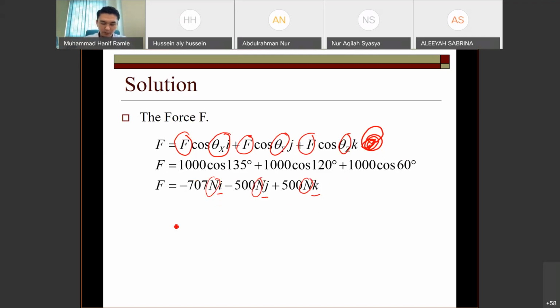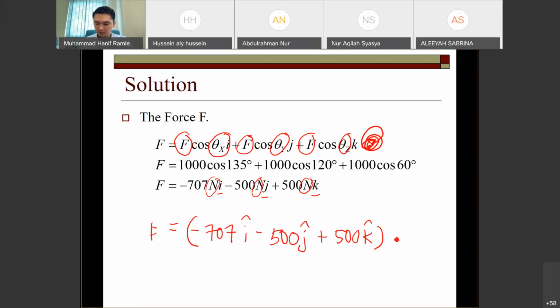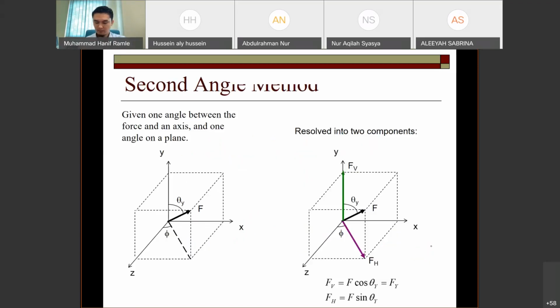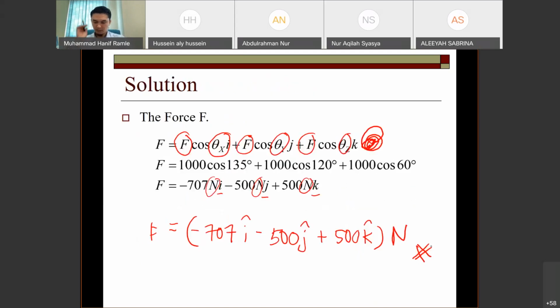So if you want to reduce the writing, you can write like this. And to avoid confusion, you can write like this in bracket Newton. Only put one unit at the end of the answer.